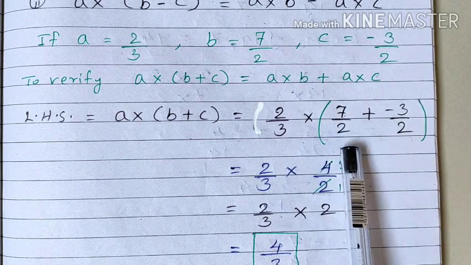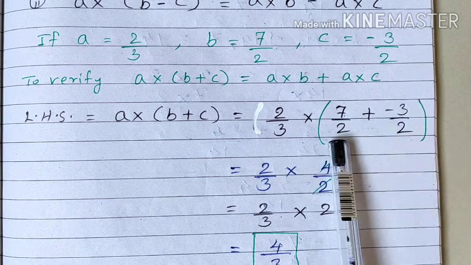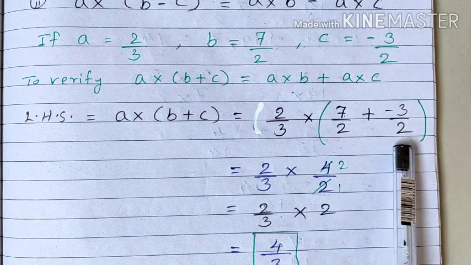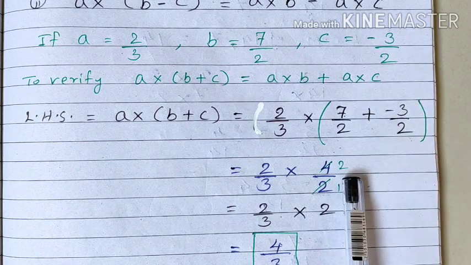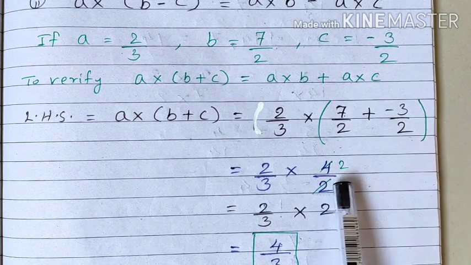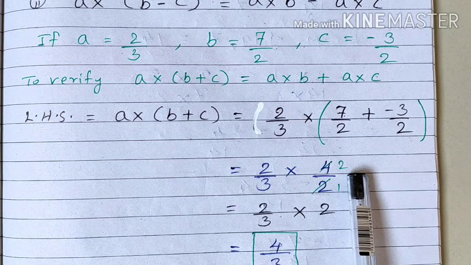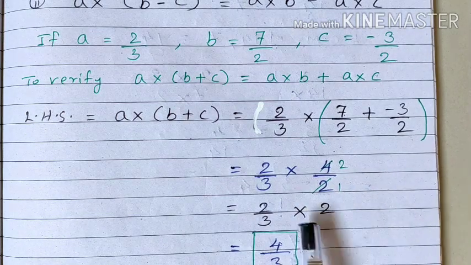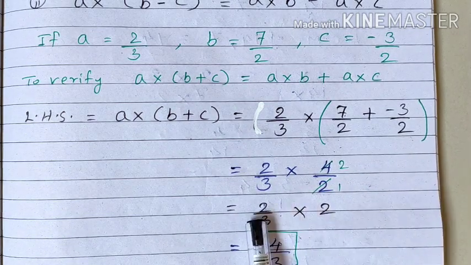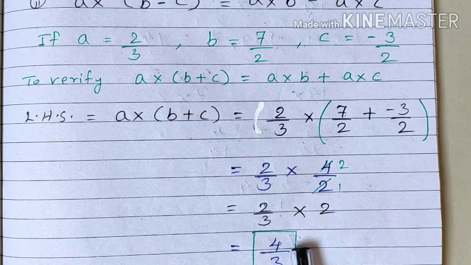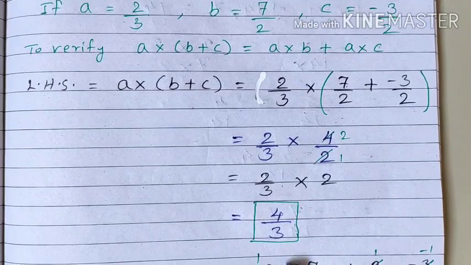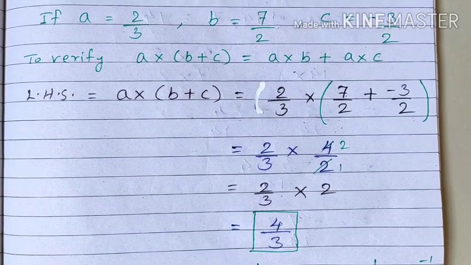Got it? Always we are going to solve the bracket first. 7 by 2 plus minus 3 by 2. Since the denominators are equal, 2 will remain the same. 7 minus 3 is 4. Simplification is possible: 2 ones are 2, 2 twos are 4. Then 2 multiplied by 2, numerator multiplied by numerator. 2 multiplied by 2 is what? 4. 4 upon 3 will be the value for our LHS.